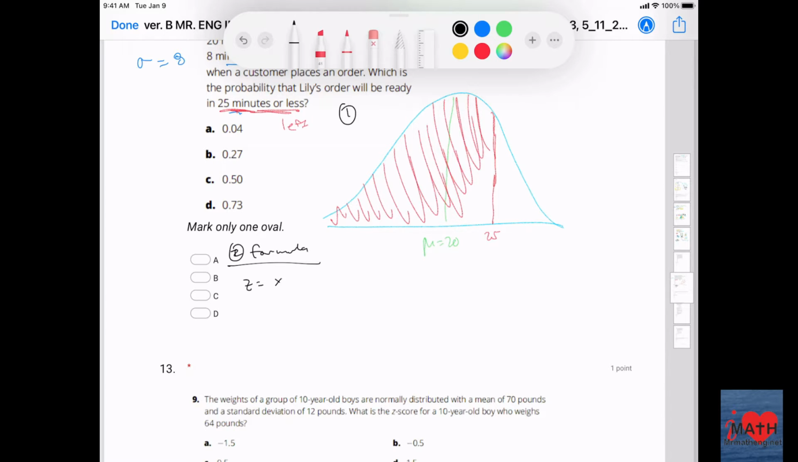So z equals x minus mean over the standard deviation. I'm going to find the z-score. The x value is 25, and our mean is 20, and our standard deviation here in blue is 8. So this will give me 5 over 8. If I turn 5 over 8 into a decimal, I get 0.625. Now I'm going to look for a z-score of 0.625.